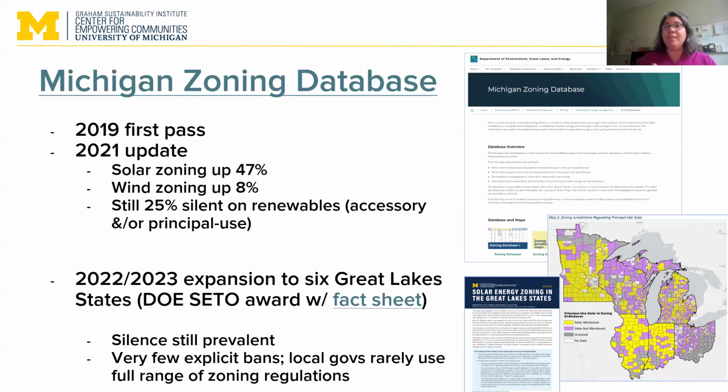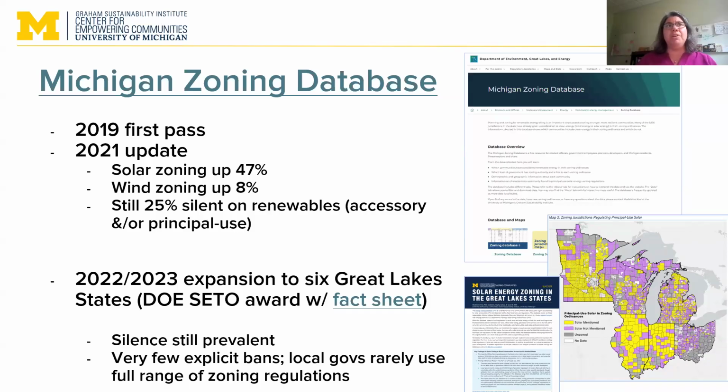In our first pass, we went through again and collected those ordinances, figured out who had addressed large and small scale wind and solar. We then went through 2 years later, after doing some programming that we'll talk about, to understand whether that had changed, whether more people were taking up zoning. And we found that yes, indeed, they were. Particularly solar, more folks between 2019 and 2021 added solar to their zoning ordinance.